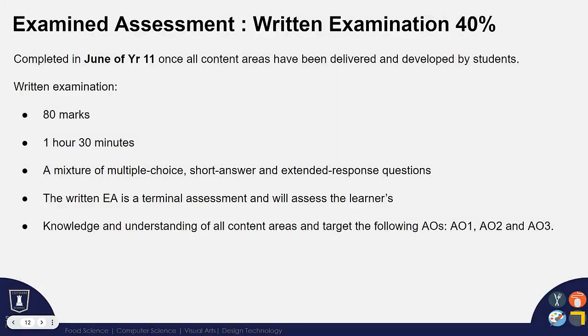The written examination will be in June of Year 11. It is 80 marks, 1 hour 30 minutes. It's a mix of multiple choice, short answer and extended writing. And the written external examination is terminal and will assess the learner's knowledge and understanding of all the content areas and assessment objectives AO1, 2 and 3.